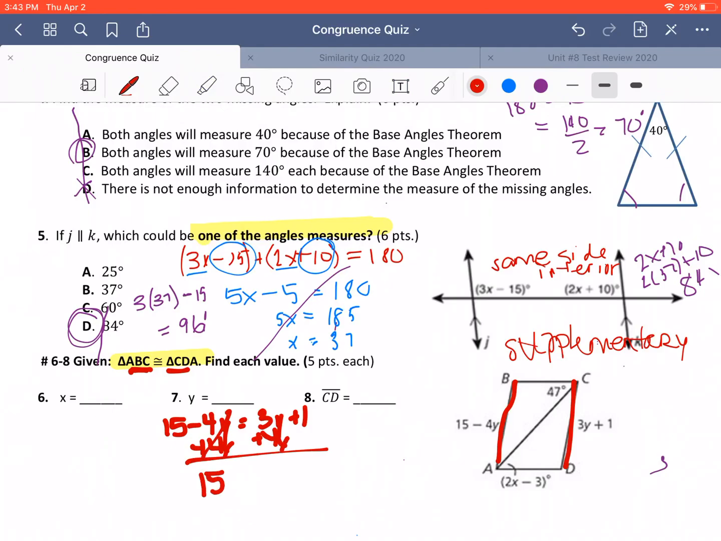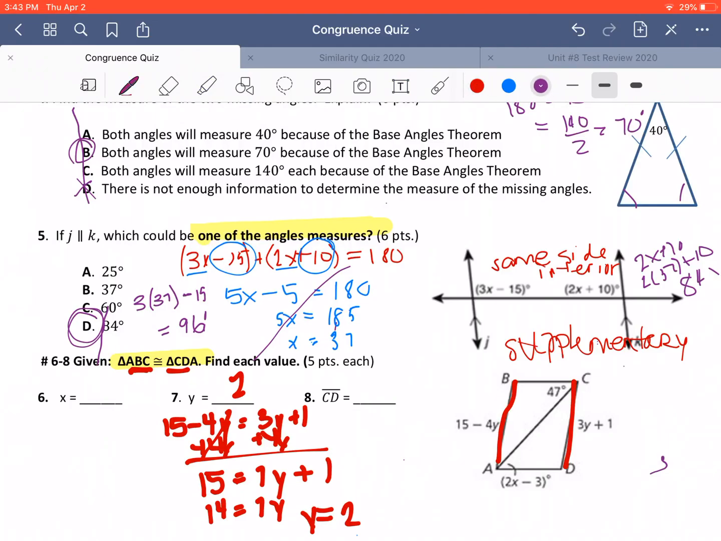So 15 equals 7Y plus 1. Subtract 1 from both sides. 14 equals 7Y. Divide by 7, so Y equals 2. So number 7 should have been 2. Now I'll go back to number 6.